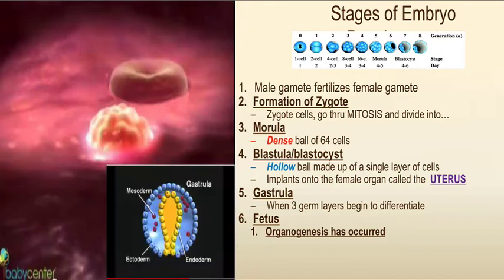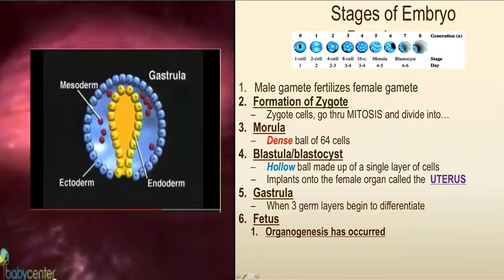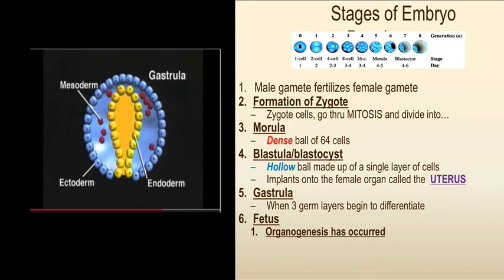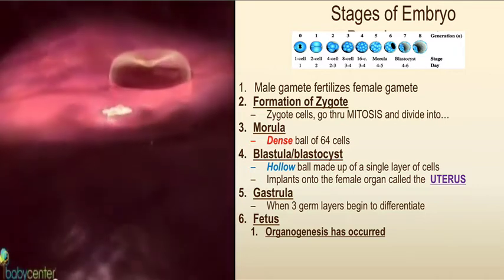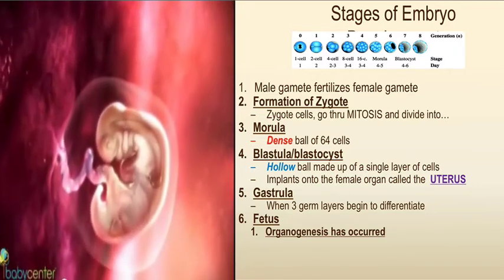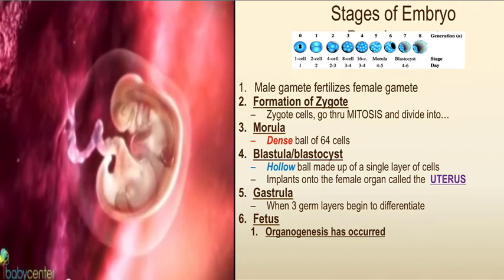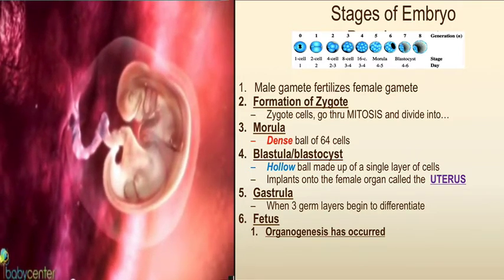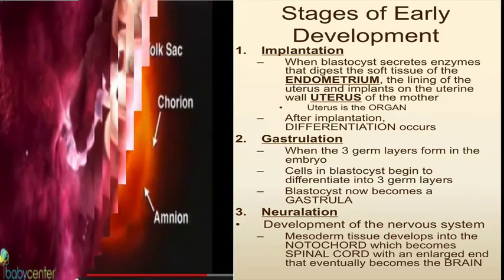And when gastrulation occurs, that little cluster of cells in our blastocyst will actually divide into 3 germ layers. And those 3 germ layers will become the endoderm, ectoderm, and mesoderm, and then those will differentiate into organs, and that's what we call organogenesis. And once organogenesis has occurred, we have what we call a fetus.